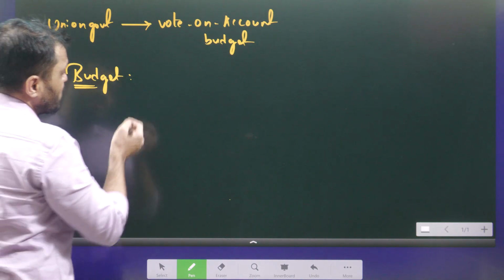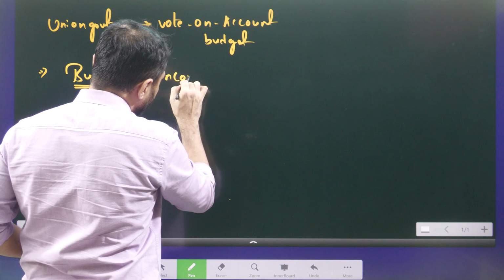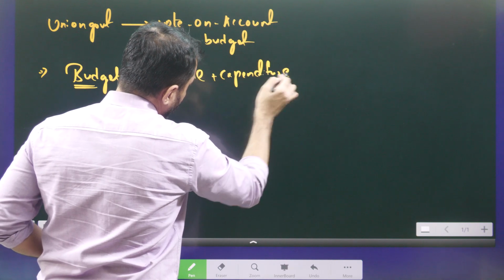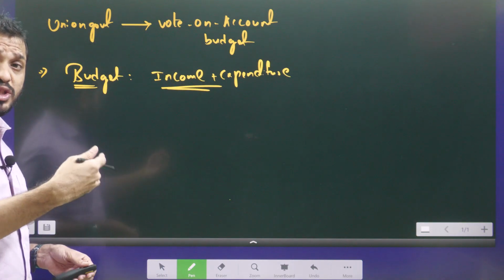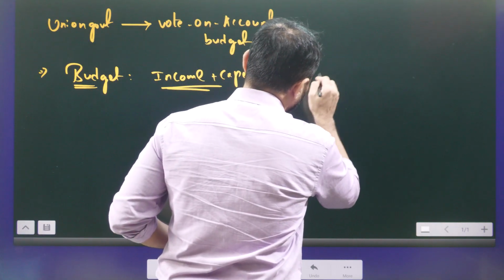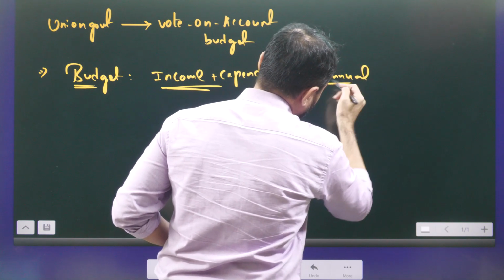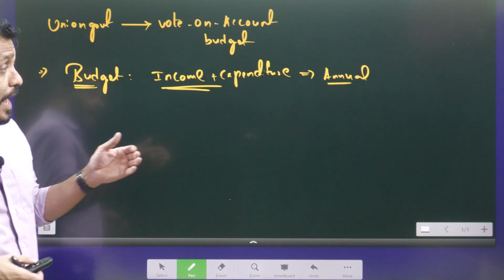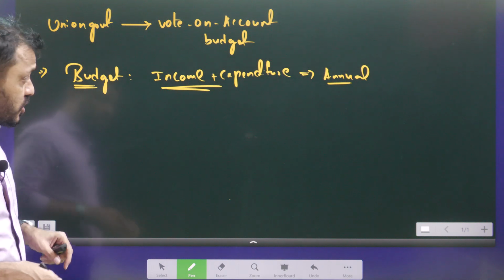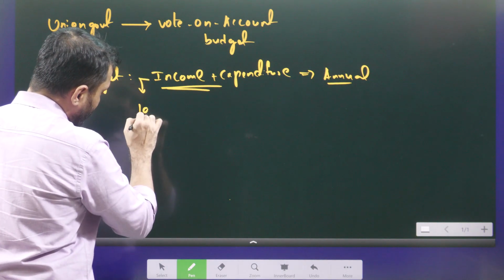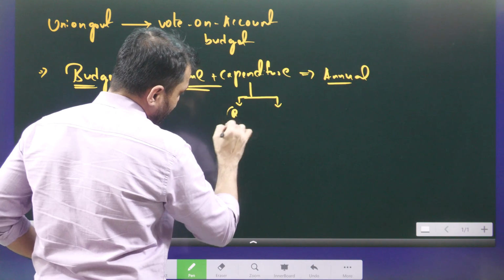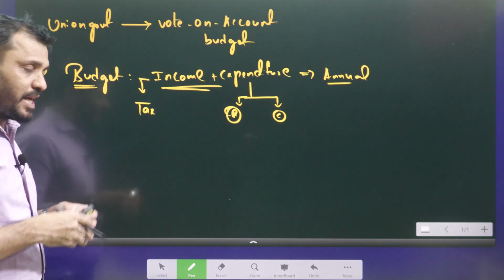Next, budget. A budget is a statement which includes the income and expenditure of the Union government. If it is a state budget, obviously it is the state government's income and expenditure statement. It is for an annual basis. That is the reason the budget is also mentioned as the annual financial statement in the Constitution. Income will come in the form of tax, obviously, and expenditure can be of two forms: revenue expenditure or capital expenditure.